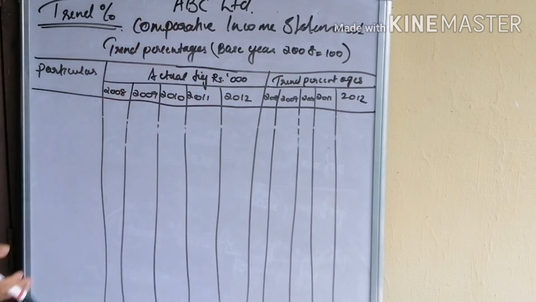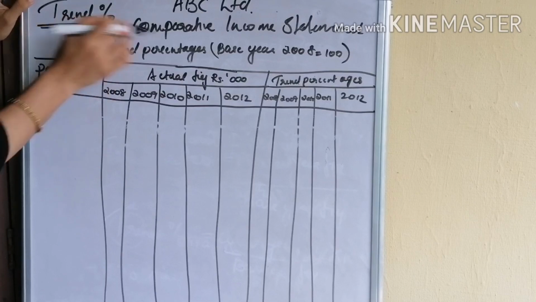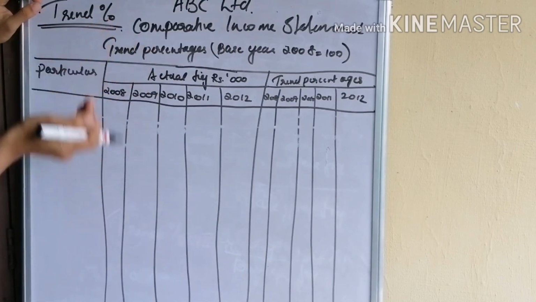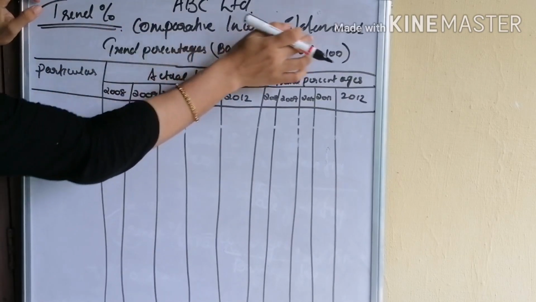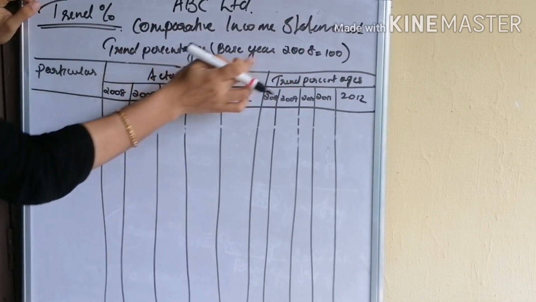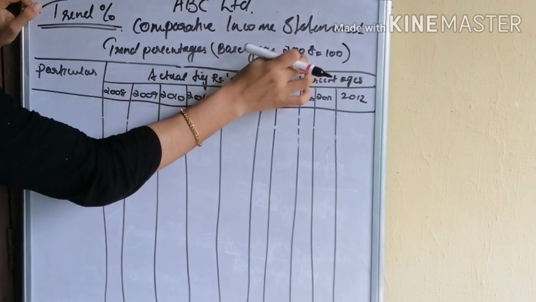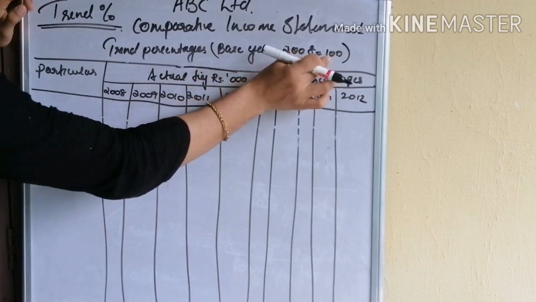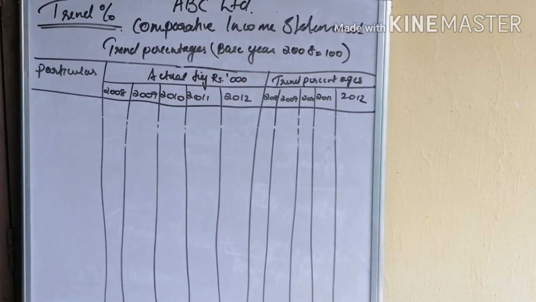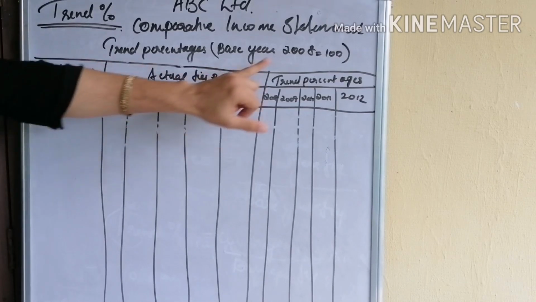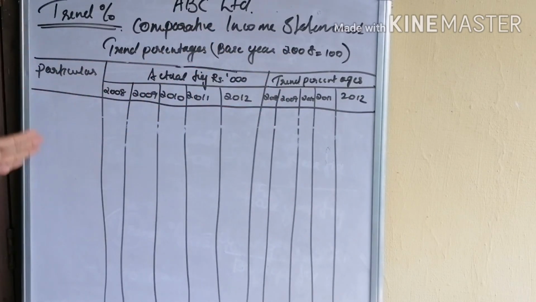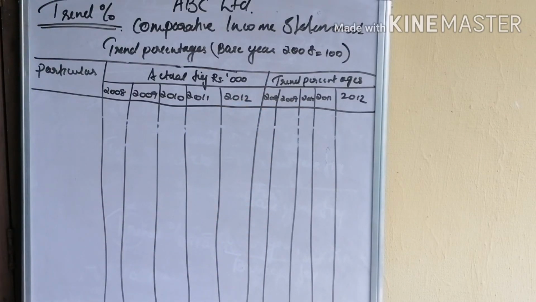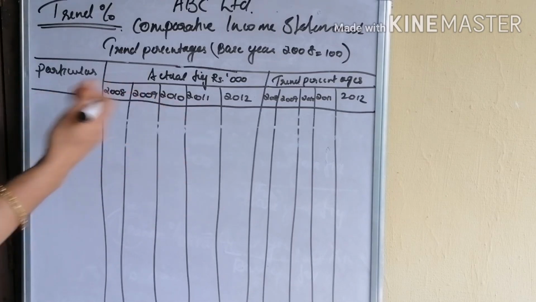So we are moving to the solution. Trend percentages. First we have to write the name of the company. Then the question is about comparative income statement, so comparative income statement, trend percentages. Here base year is considered as 2008, that is the earliest year. It is assumed as 100. So the steps in computing trend ratios: we have to select a base year as the first step, and write the base year figures as 100. Then calculate the trend percentages on the basis of this base year.